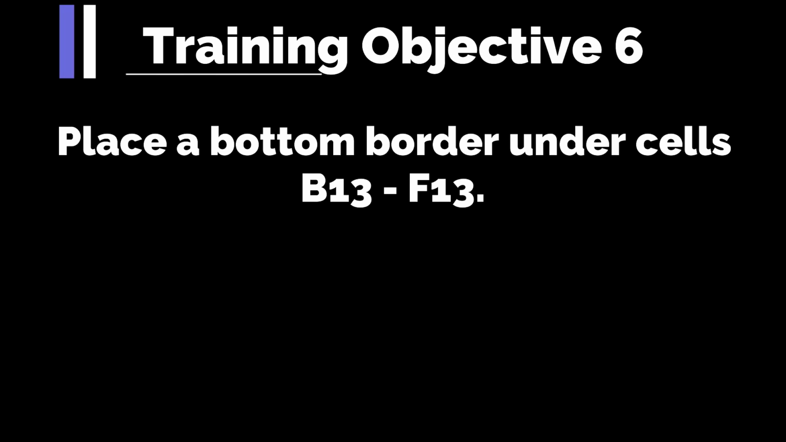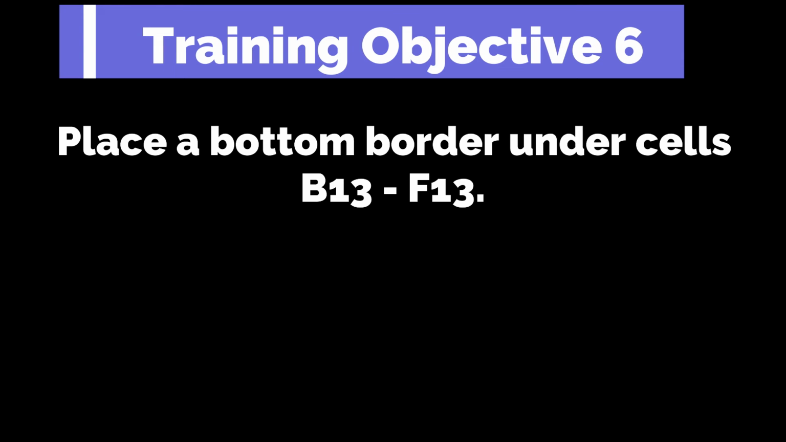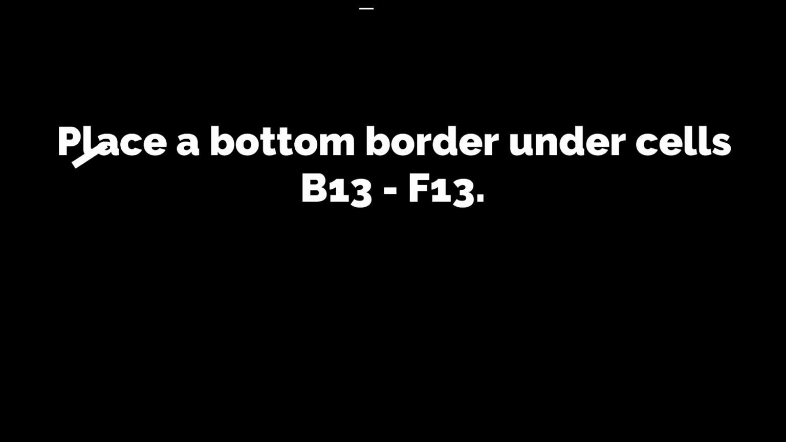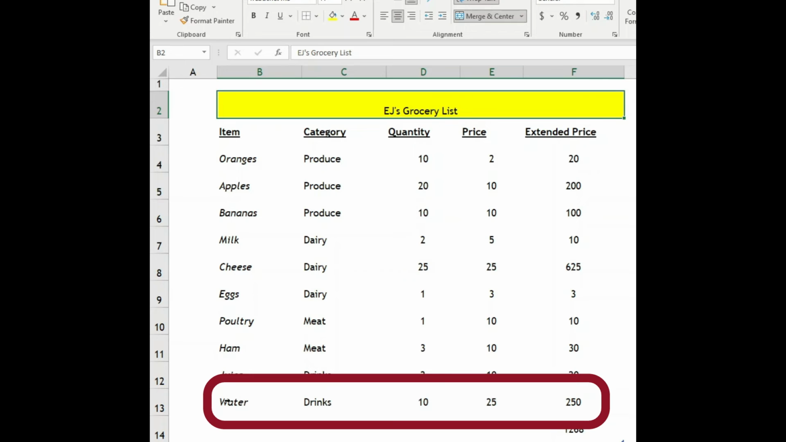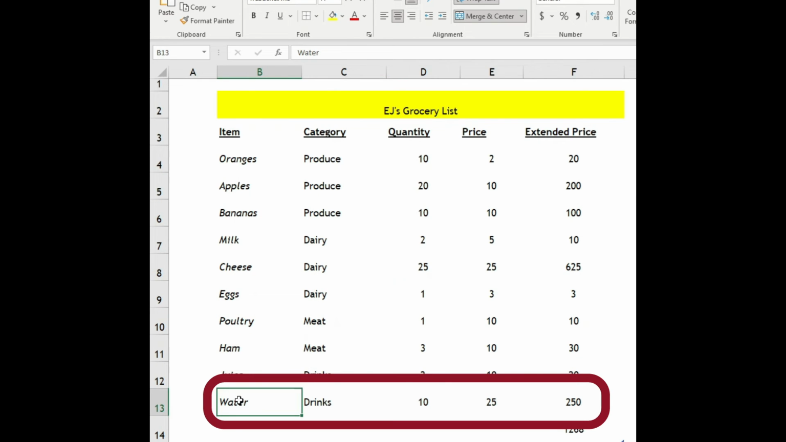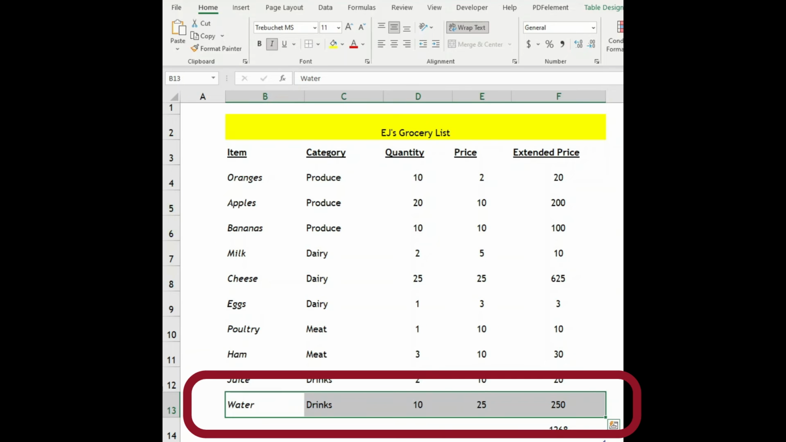Objective 6. Place a bottom border under cells B13 through F13. So we're going to go down here to B13 and all the way over to F13. So you should have grabbed water, drinks, the number 10, the number 25, the number 250, and our objective here again is to put a bottom border underneath all of these highlighted pieces of information.